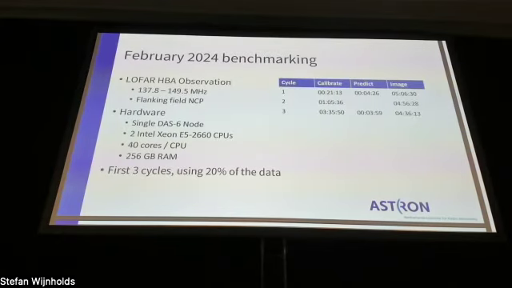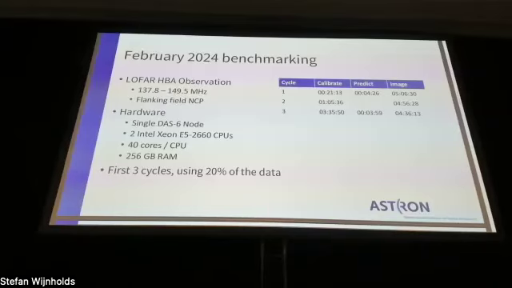So how well does this perform? For reference, we picked a LOFAR HBA observation. Actually, it's one of the flanking fields of an EoR observation around the North Celestial Pole, 12 megahertz wide. As hardware, we used the DAS6 supercomputer at ASTRON, where we used a single node with two Intel Xeon E5 CPUs. It had 40 cores per CPU and 256 GB RAM available.